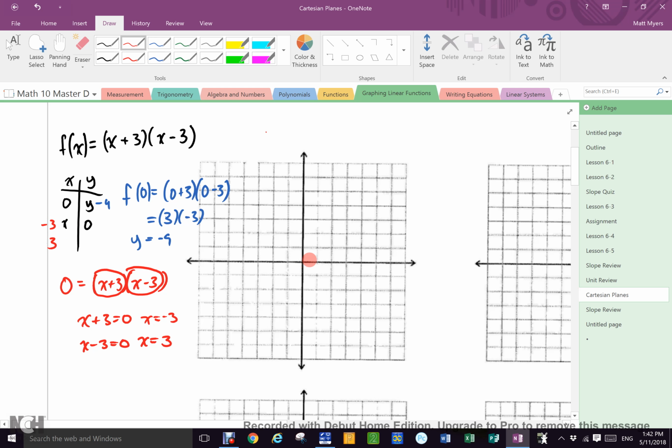So I put negative 3, 1, 2, 3. Positive 3, 1, 2, 1, 2, 3. And 1, 2, 3, 4, 5, 6, 7, 8, 9. And that is how you graph one of those parabolas. Y-intercept right there at 0, negative 9. X-intercepts, there's 2 of them.